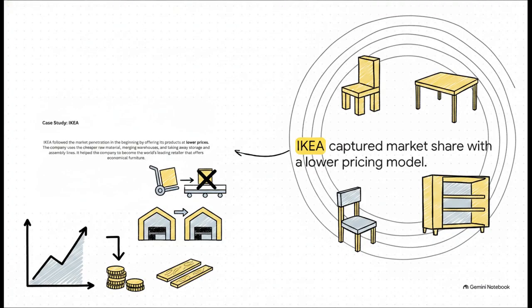A brilliantly perfect example of market penetration is IKEA. You see, in the beginning, IKEA aggressively captured the market by offering their products at noticeably lower prices. And they pulled this off by using cheaper raw materials, merging warehouses, and, of course, famously, taking away the assembly lines and making us do it ourselves. But hey, that specific penetration strategy is exactly what helped them become the world's leading retailer for economical furniture.